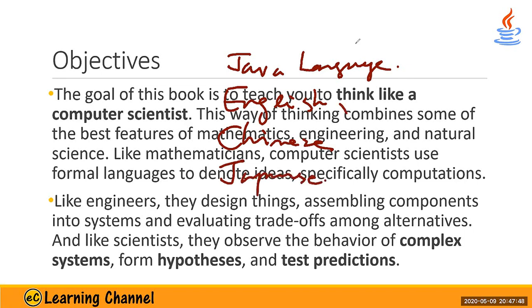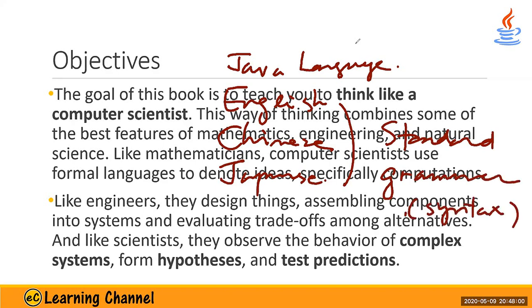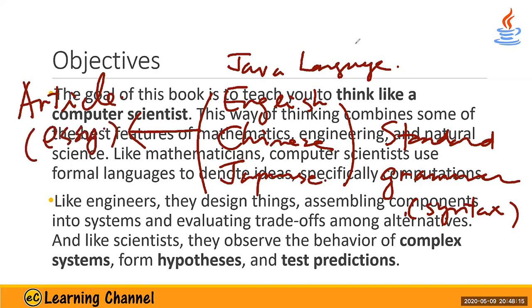So language is a standard. Language has grammar or syntax, okay? Right? So far, okay? So we write programs just like you are writing some article or some essay, right? Is that okay? Same thing, we write programs, so we do Java programming.